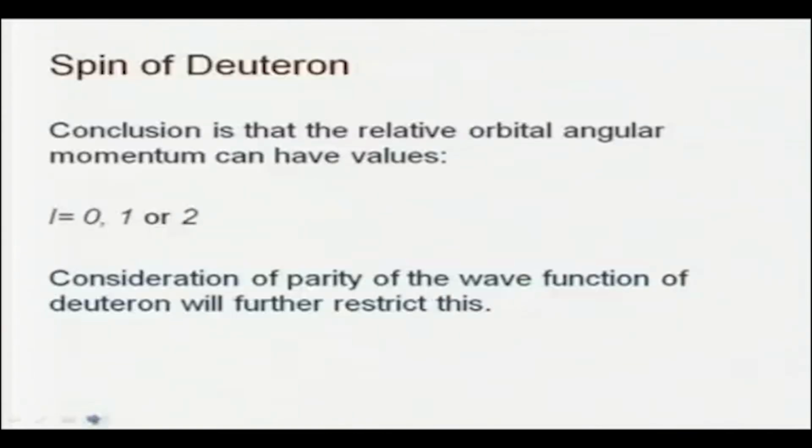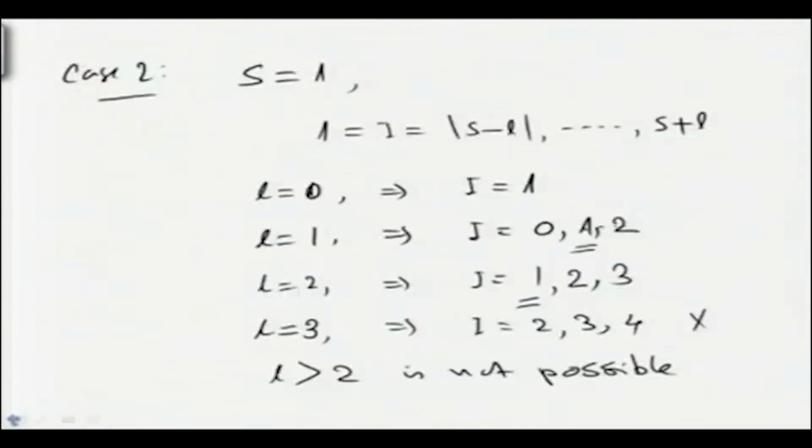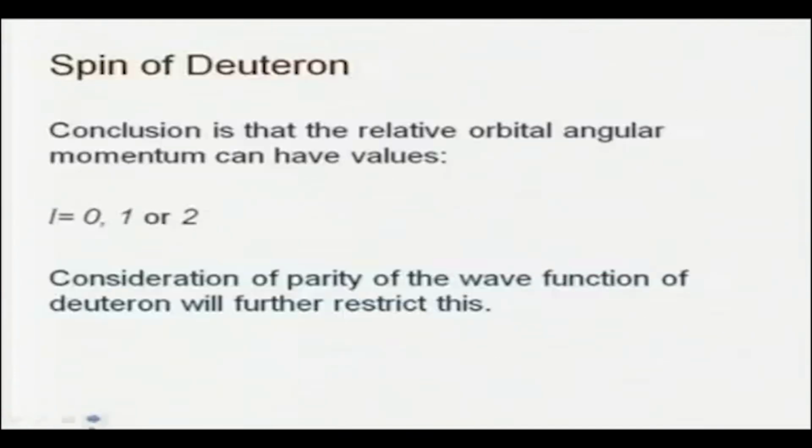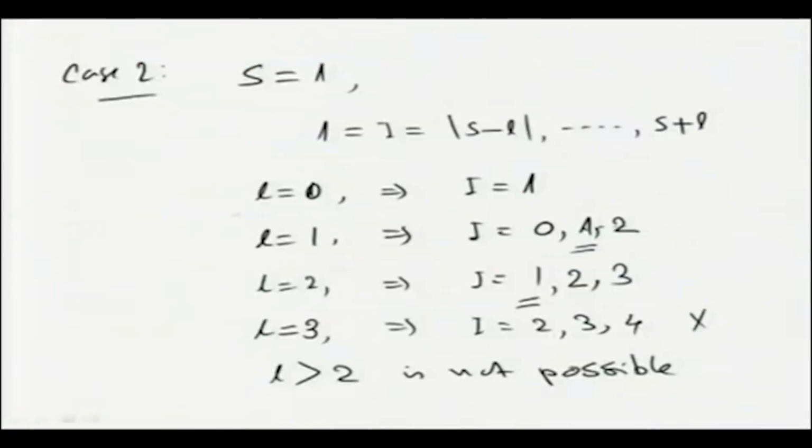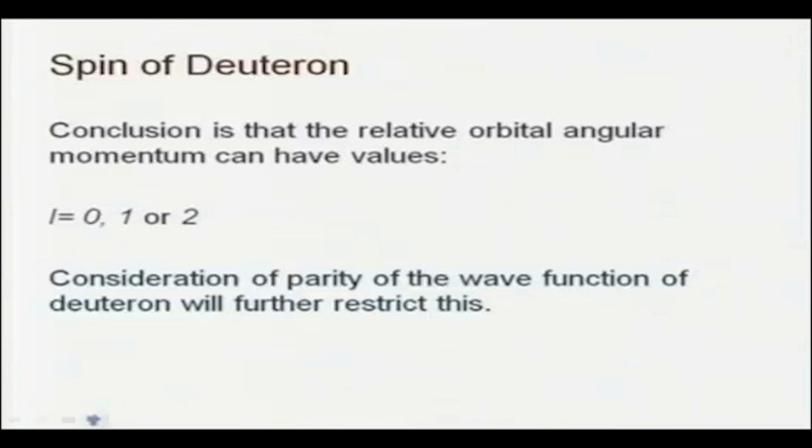So, we can have a system where, the conclusion from all this whatever we discussed just now, is that we can have orbital angular momentum of the neutron and proton in the deuteron to be either 0, 1 or 2. It cannot be larger than 2. So, that is the conclusion. But now there are further other considerations.